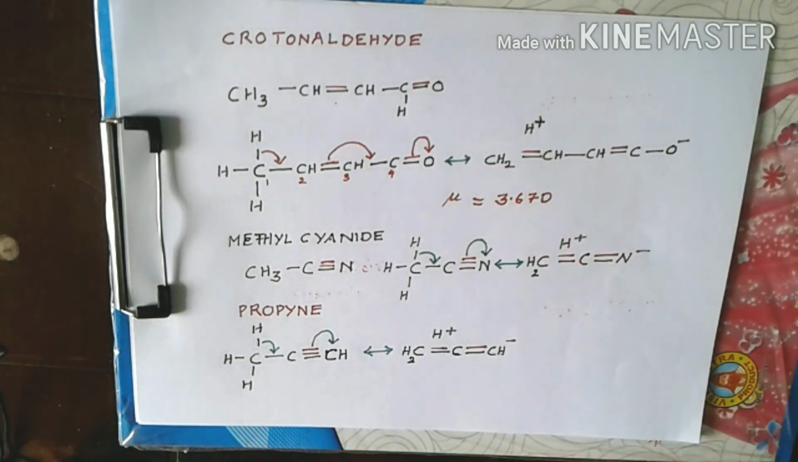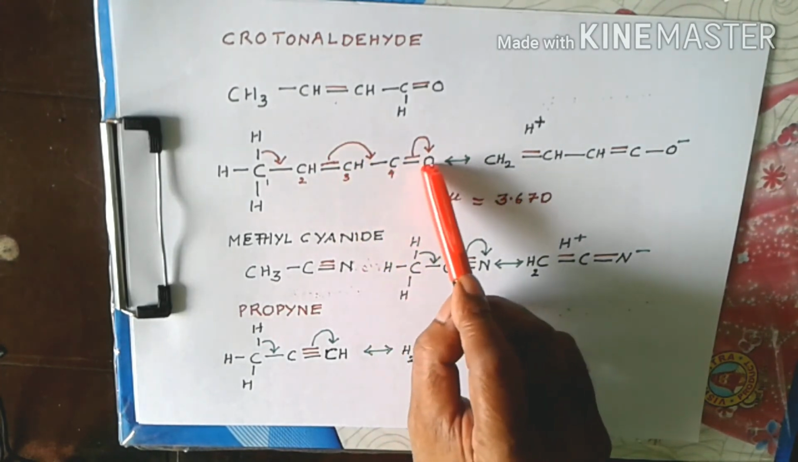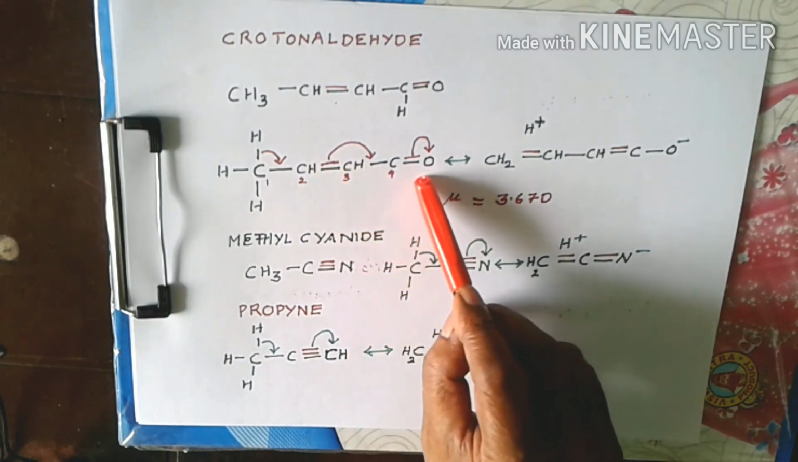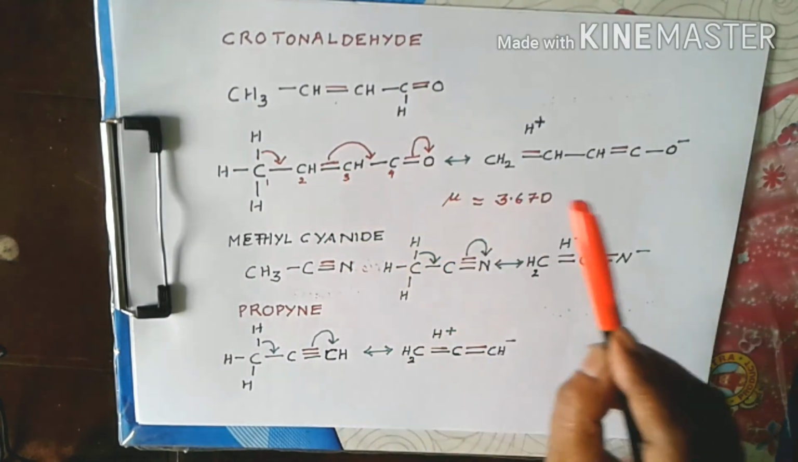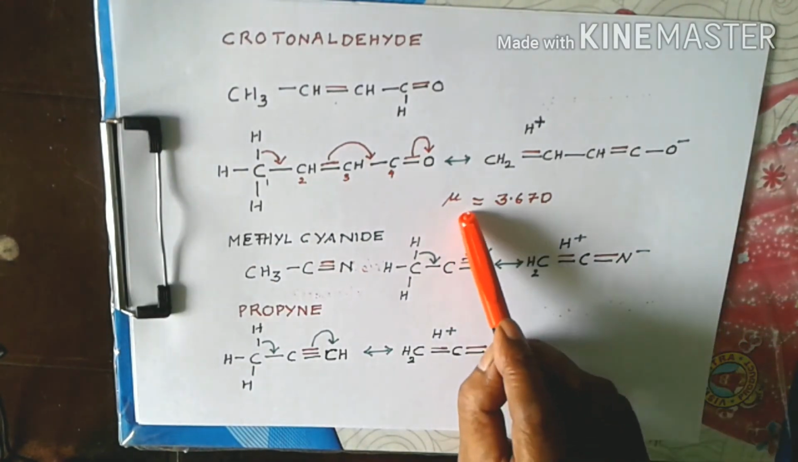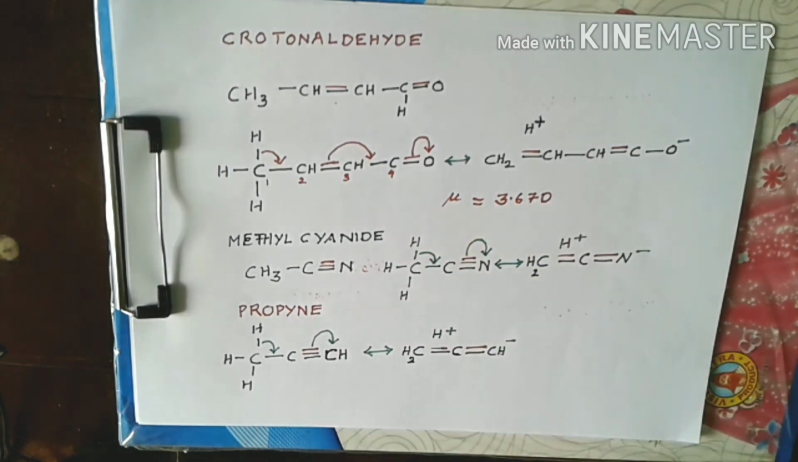And here, since there is extended conjugation and also a shift of pi electron density in this direction, the sigma electron density and pi electron density combined coming over the oxygen atom will have a higher delta negative in the resonance hybrid, so that the dipole moment value is very high, 3.67 debye. So here we find conjugation, extended conjugation, and involvement of hyperconjugation.